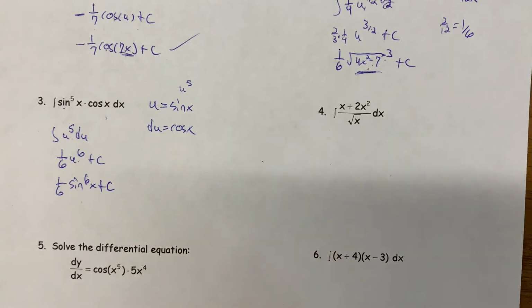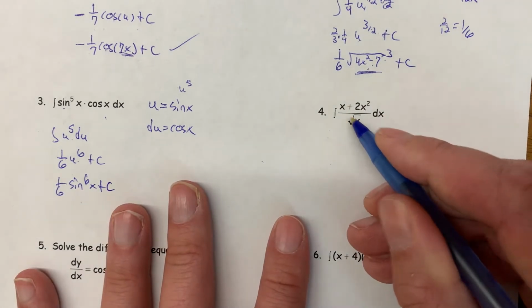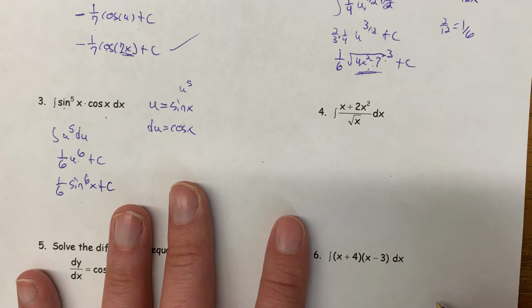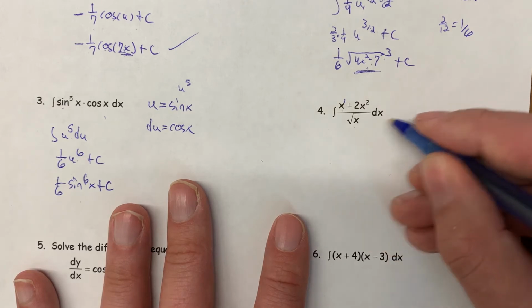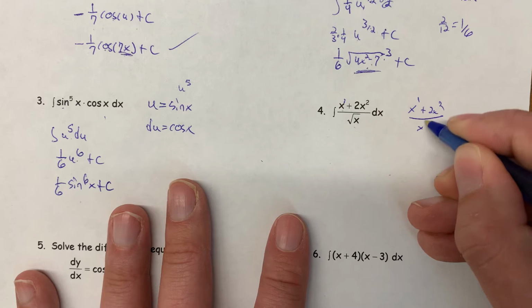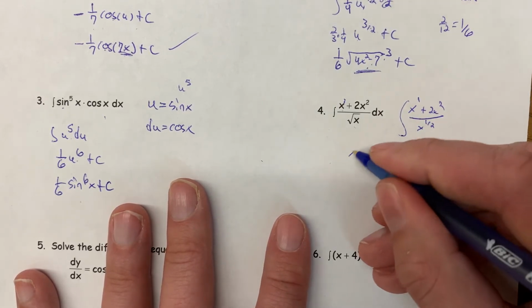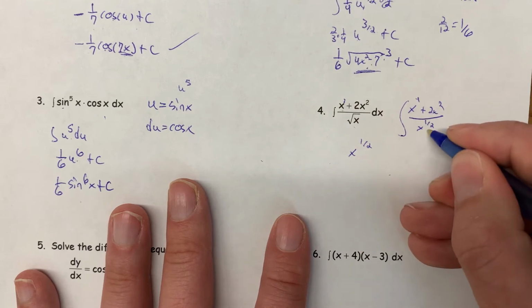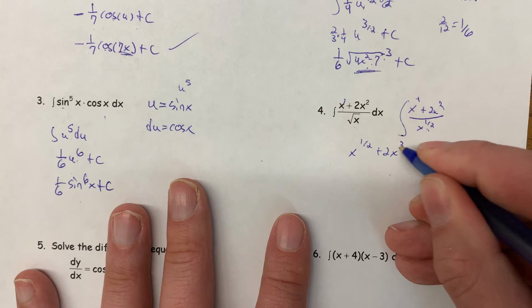How about this one? Well, I hope we noticed that this is not u substitution. Nowhere is the derivative of anything the other thing that's multiplying there. Instead, this is one of those ones where you actually have to divide it. So when you divide, you subtract the exponents. This is x to the 1 plus 2x squared divided by x to the 1/2. And when we divide, we subtract exponents. So this is x to the 1/2. 1 minus 1/2 is 1/2. And 2 minus 1/2 is 3/2.